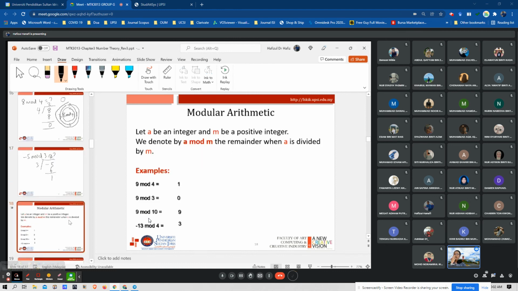Okay, then we have modular arithmetic, another example. Let a be an integer and m be a positive integer. We denote by a mod m the remainder when a is divided by m. For example, 9 mod 4 is equal to 1, 9 mod 3 is equal to 0, and 9 mod 10 is equal to 9. And then negative 13 mod 4 is equal to 3.